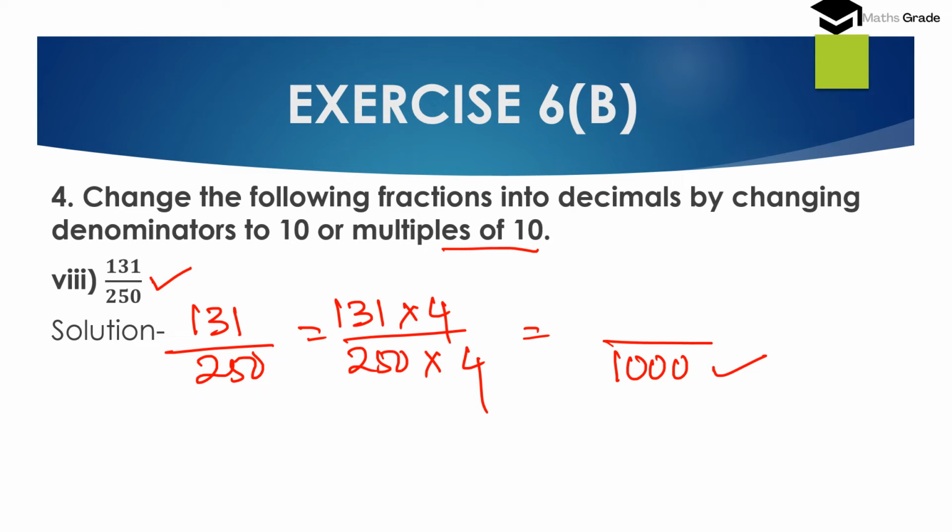Now 131 times 4: 4 ones are 4, 4 threes are 12, carry 1, 4 ones are 4, plus 1 is 5. Now it is 524 divided by 1000. The denominator 1000 has 3 zeros, so we have to place 3 digits after the decimal point. The numerator 524 has 3 digits, so we place the decimal point after 3 digits. Now it is 0.524. So 0.524 is the decimal form of the fraction 131 divided by 250.